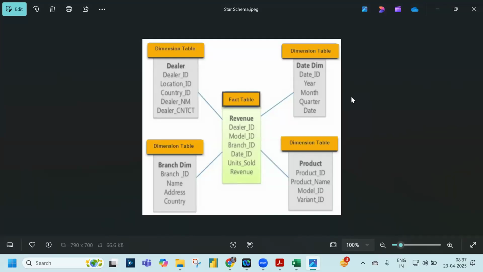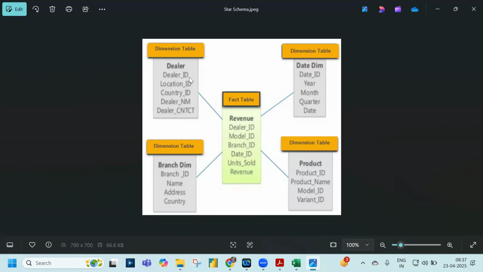If you see normalized data, definitely the keys come into the picture, right? Two types of keys we discussed. What are they? Primary and foreign keys. Exactly. Now you tell me, the very first dimension table that you see here, the dealer table, which one could be the primary key here? Dealer ID. Perfect.